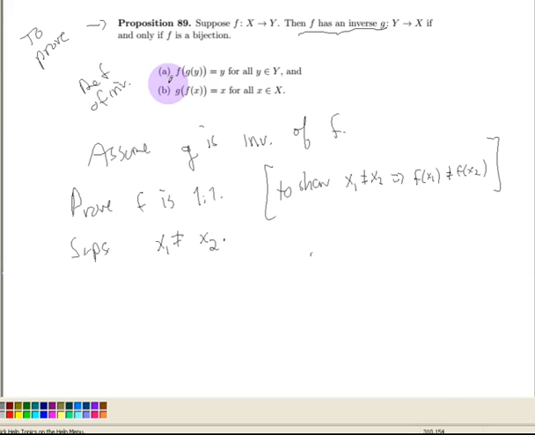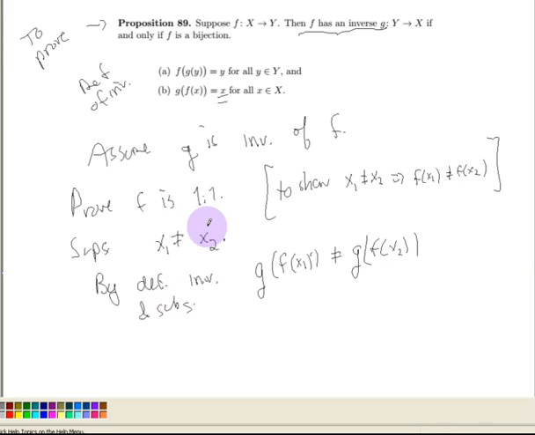Now we have that g of f of x is equal to x. We want to consider f of x1 and f of x2. We have g of f of x is equal to x, so by the definition of inverse, g of f of x1 is unequal to g of f of x2. I could say this by substitution, because I know that x1 is equal to this and x2 is equal to that.